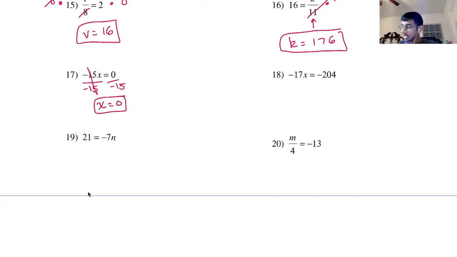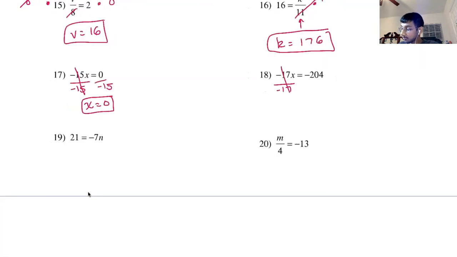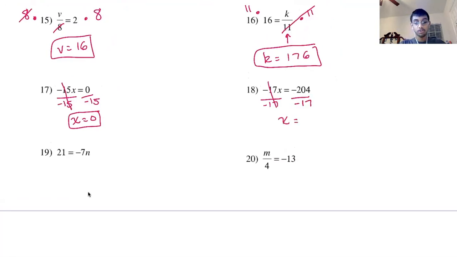For number 18, pretty similar to number 17, we're dividing by negative 17 now on both sides to get x by itself. Oh, wait, shoot. Hang on. There we go. Okay, so we do negative 17 on both sides, and x would be equal to whatever 204 divided by 17 is. So that'd be 12. And one thing to note is when you're dividing a negative by a negative, the answer is always positive. So what I like to usually do when I see a negative and a negative, I just draw two plus signs like that, because negatives divided by negatives are always positive. That is just the rule.